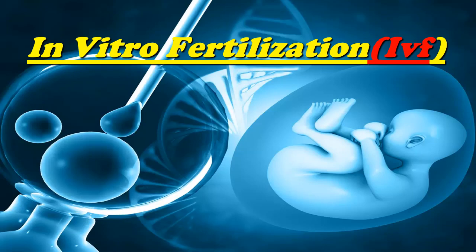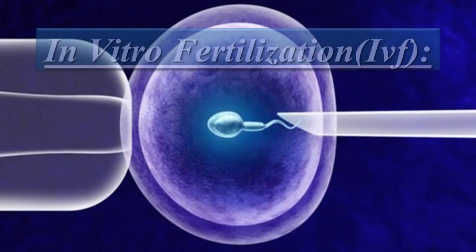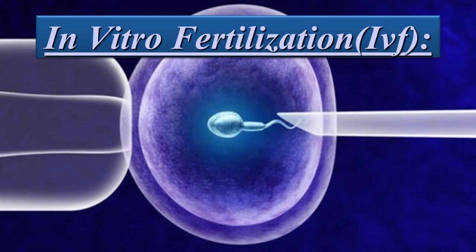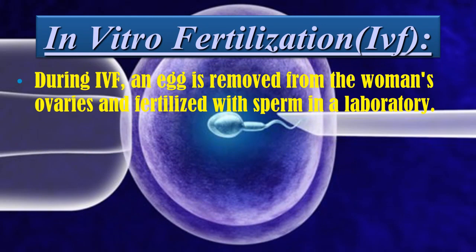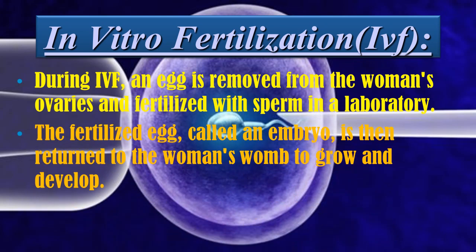Alright, now first let's understand about IVF, that is in vitro fertilization. So student, during IVF, an egg, which is a female sex cell, is removed from the woman's ovaries and fertilized with the sperm in the laboratory. So this is a laboratory technique. Okay, and the fertilized egg, called an embryo, is then returned to the woman's womb to grow and develop.